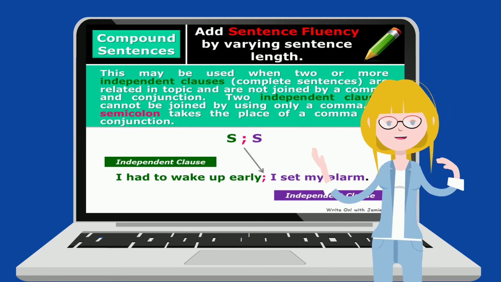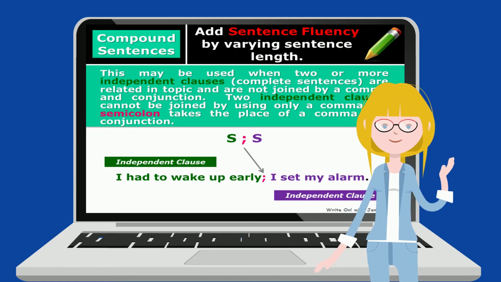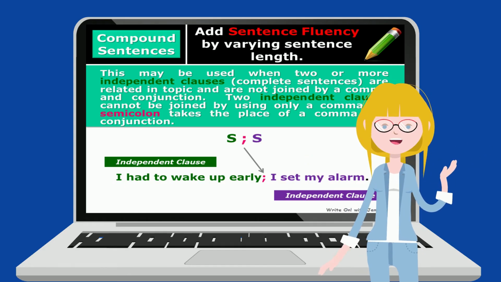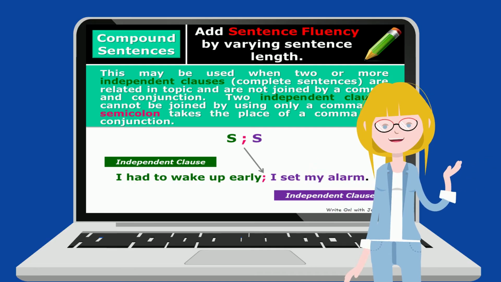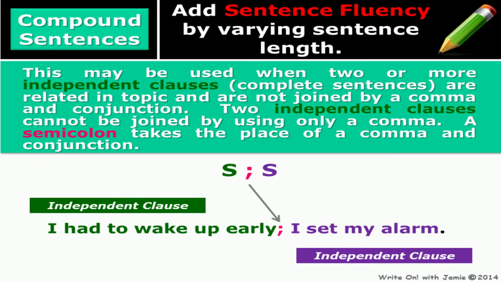The next method you can use to connect independent clauses is a relatively simple one and may be used when two or more independent clauses, complete sentences, are related in topic and are not joined by a comma and a conjunction. You can't just join two independent clauses by using only a comma. That would be a comma splice. However, a semicolon can take the place of a comma and conjunction.